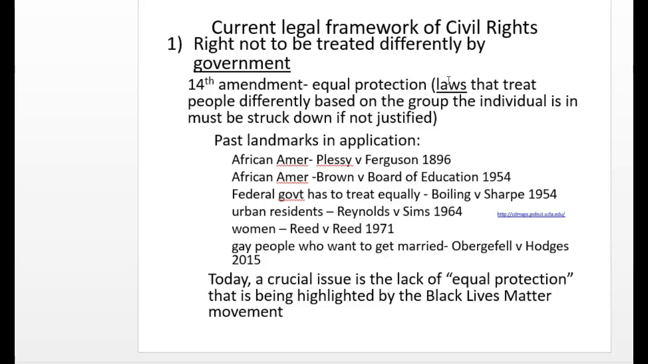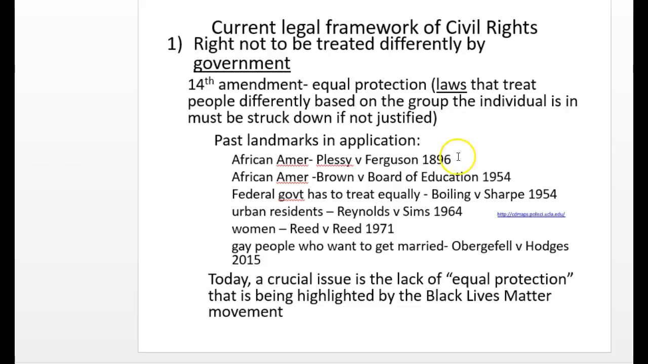But the constitutional amendment has certainly gone through some pretty dramatic changes in interpretation. And I've already alluded to these a little bit, but this is a chance to just put it all in one place and also to add some others to the list.